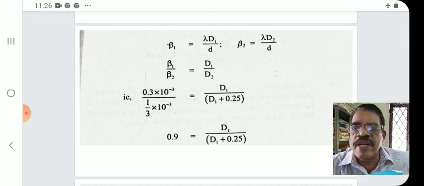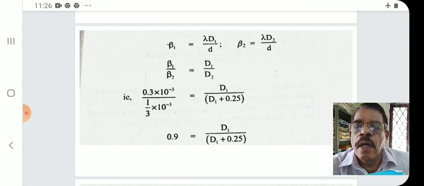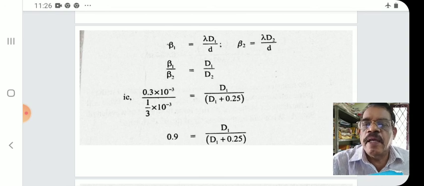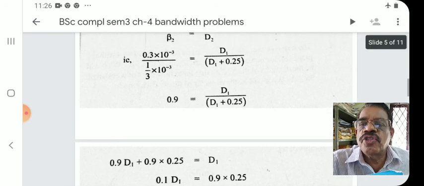0.25, 25 centimeter is 0.25. So the distance is increased. So d2 is the previous distance d1 plus 0.25. This we have to cross multiply. The only unknown value in that equation is d1. Cross multiply and simplify. 10 raised to minus 3 cancels.